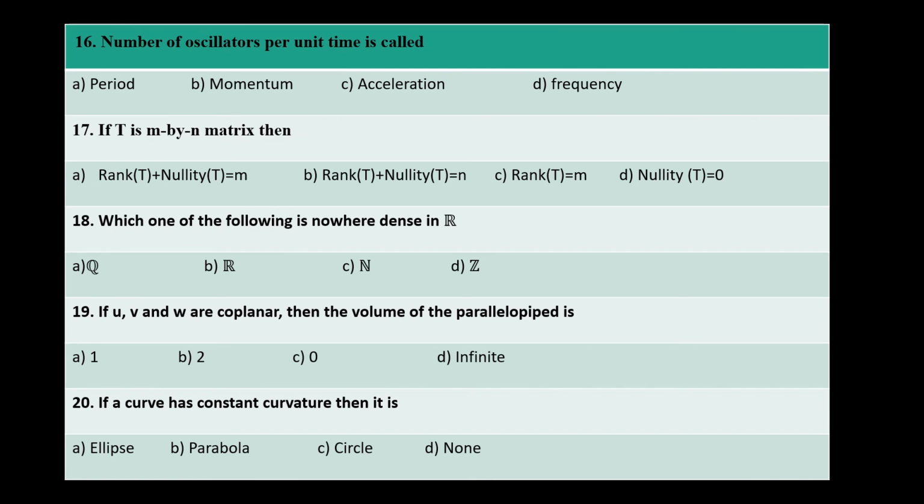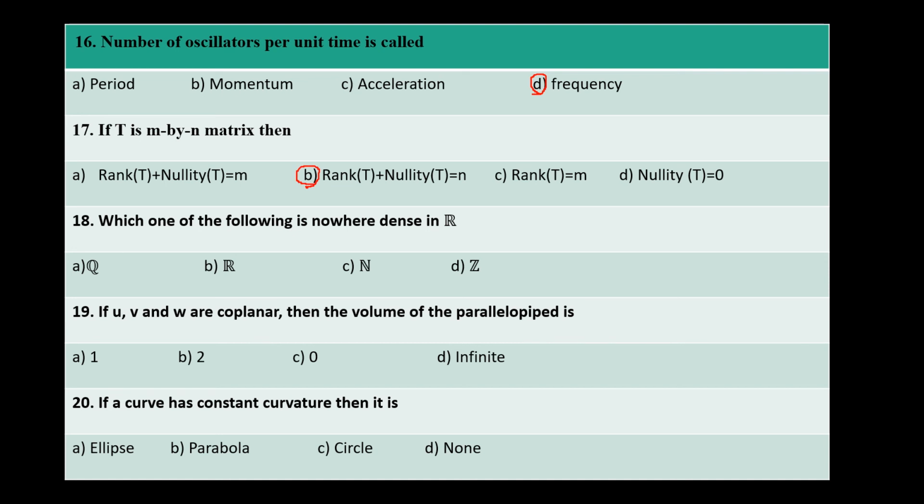So here it's asking the number of oscillations per unit time is called. This is the definition of frequency: the number of oscillations in a unit time, when we calculate that, is known as frequency. And here we have this matrix. T is an m by n matrix. Then the rank nullity theorem says that rank of T plus nullity of T is equal to n, the number of columns. So this is B.